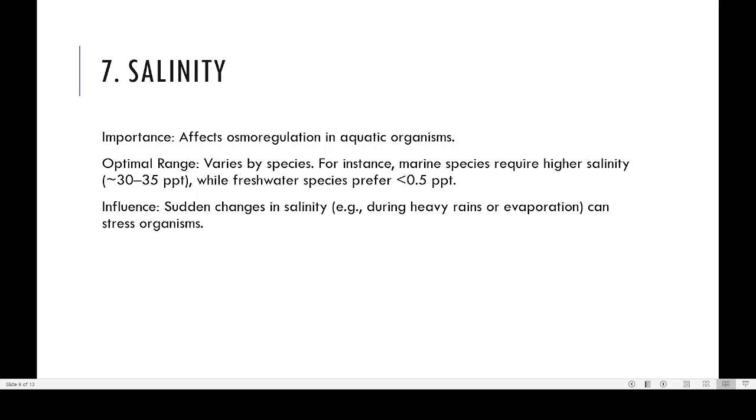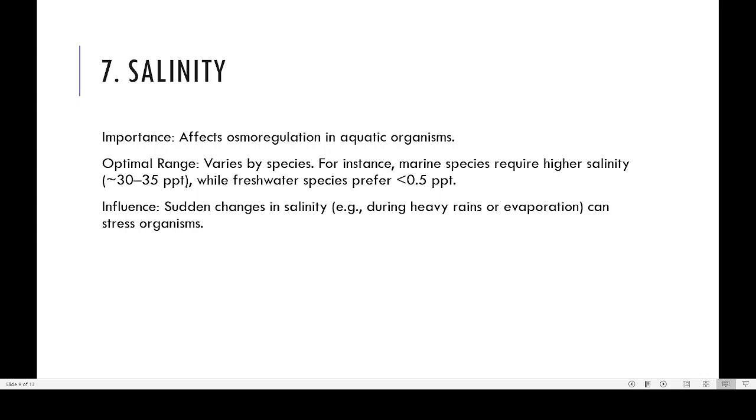So the importance of salinity is that sudden changes in salinity, for example during heavy rains or evaporation, can stress fish. For example, when fish which are used to living in high salinity water experience a lot of rain occurring in a day or two or throughout a period of a week, that can reduce the salinity of the water. When the salinity of the water drops, fish used to living in high salinity water may find themselves in stress. So that is the meaning of the sentence.